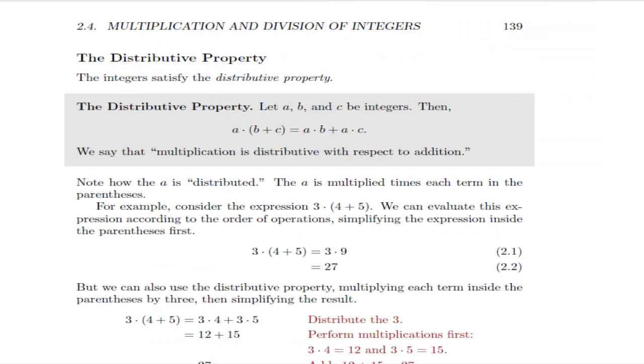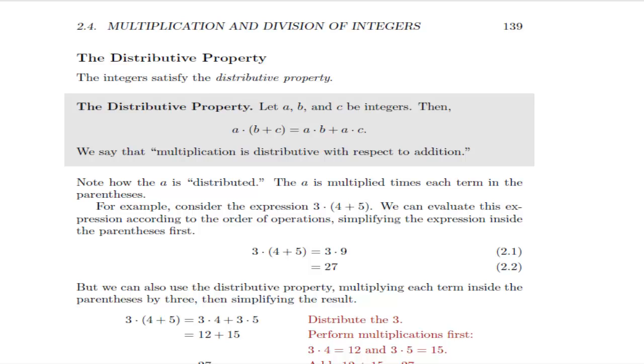The distributive property. The integers satisfy the distributive property as well. If we let a, b, and c be integers, a times the sum of b and c equals the product of a and b plus the product of a and c. We say that multiplication is distributive with respect to addition. Note how the a is distributed. The a is multiplied times each term in the parentheses.